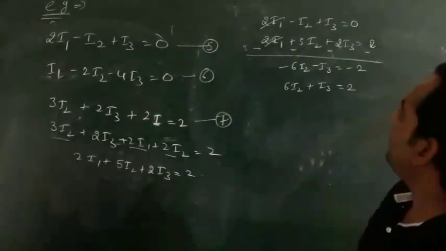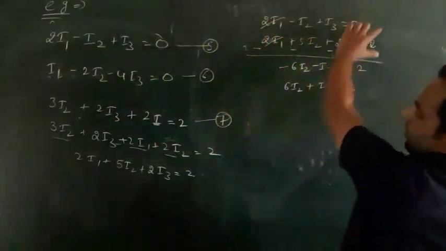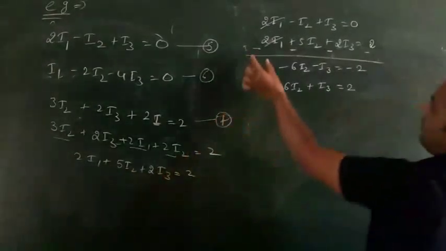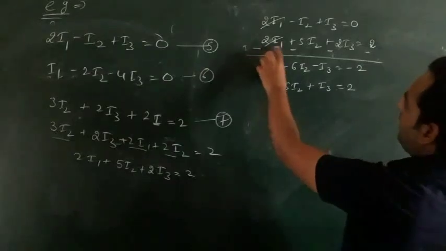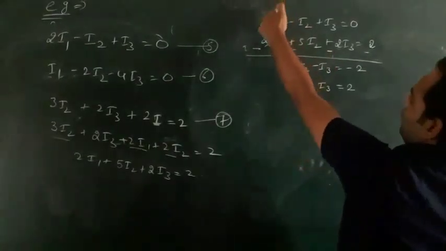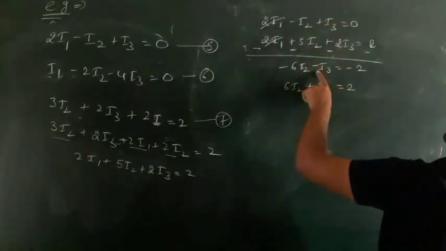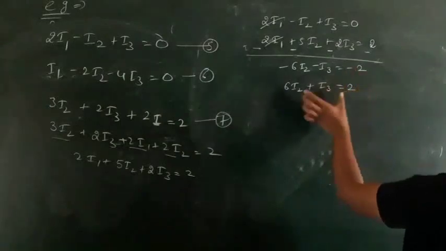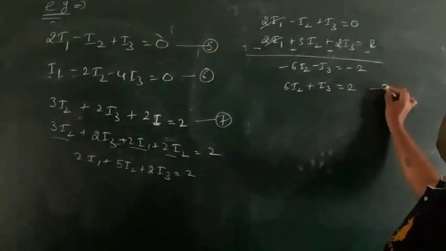What have we done here? We write first this equation 2I1 minus I2 plus I3. Written that equation. Now the last equation 2I1, 5I2, 2I3. So now we subtract it. When we subtract it, here is minus, here is again minus, again minus. So these two terms cancel with each other. Here comes out minus 6I2, here comes out minus I3, and here comes out minus 2. So we take minus common. So this is your next equation. We say that it is equation number 8.